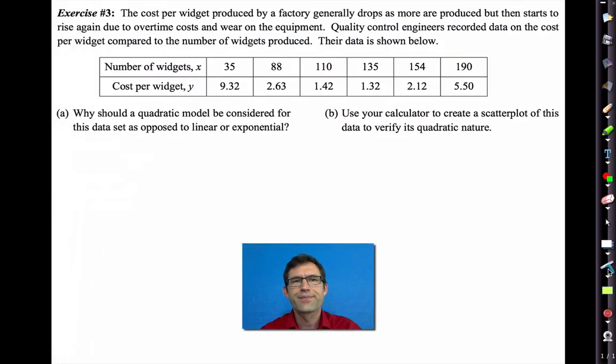So one more question. All right, exercise number 3. The cost per widget produced by a factory generally drops as more are produced, but then starts to rise again due to overtime costs and wear on the equipment. So the more that a factory produces a particular item, the cheaper it becomes per item, cost per widget. But then if you produce enough of them, there's wear and tear on the machinery, you got to pay people extra because they're staying there until 3 o'clock in the morning, so then the cost rises, right? So letter A simply asks, why should a quadratic model be considered for this data set as opposed to a linear or exponential? Pause the video now and see if you can answer that question.